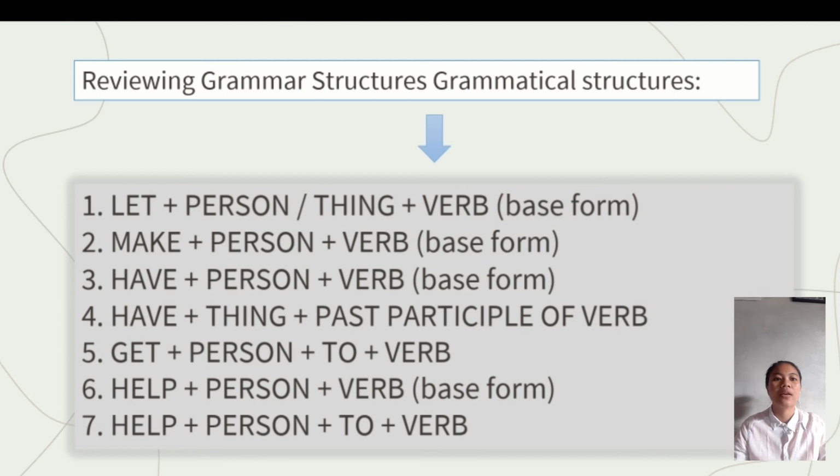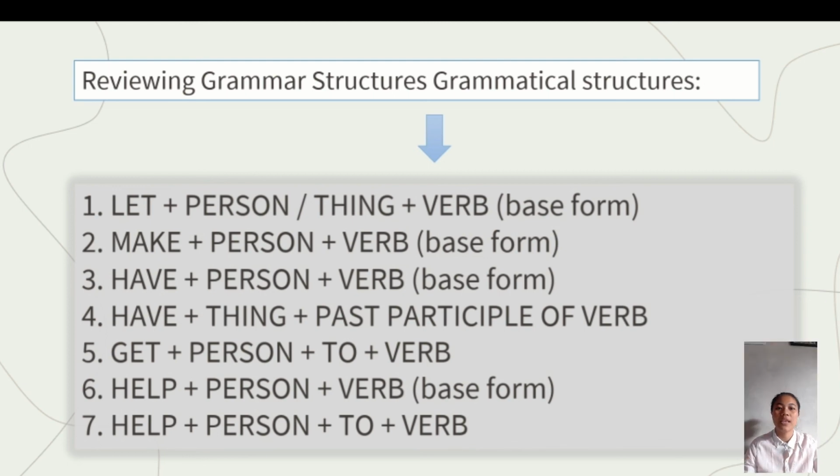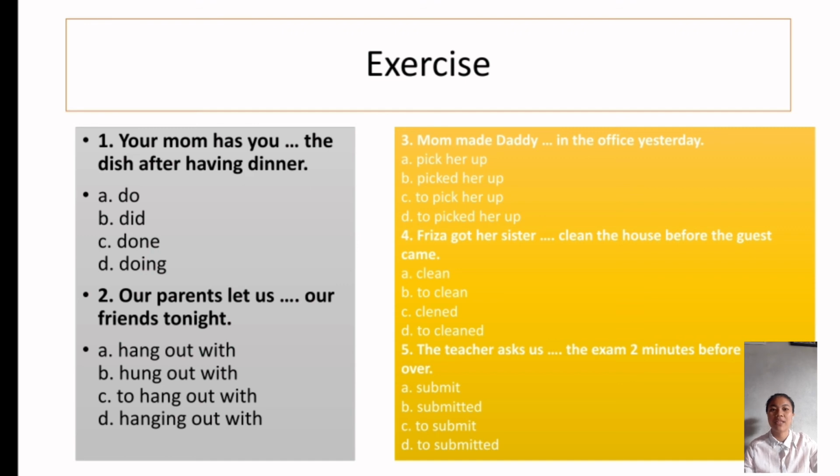And then get plus person plus to plus verb. And then help, person plus verb. And then the last one is help plus person plus to plus verb. You remember, you can make a sentence without to, and you can make a sentence with to. Okay, I think I have finished explaining about the causative.